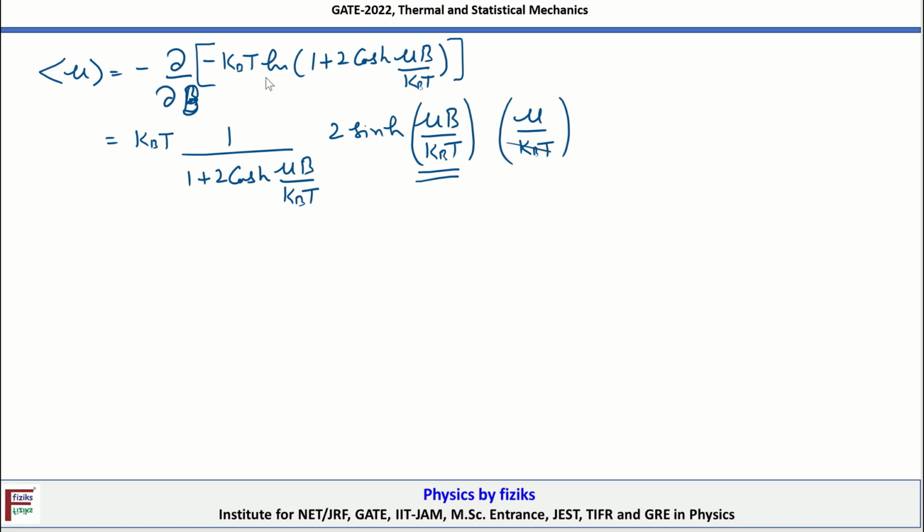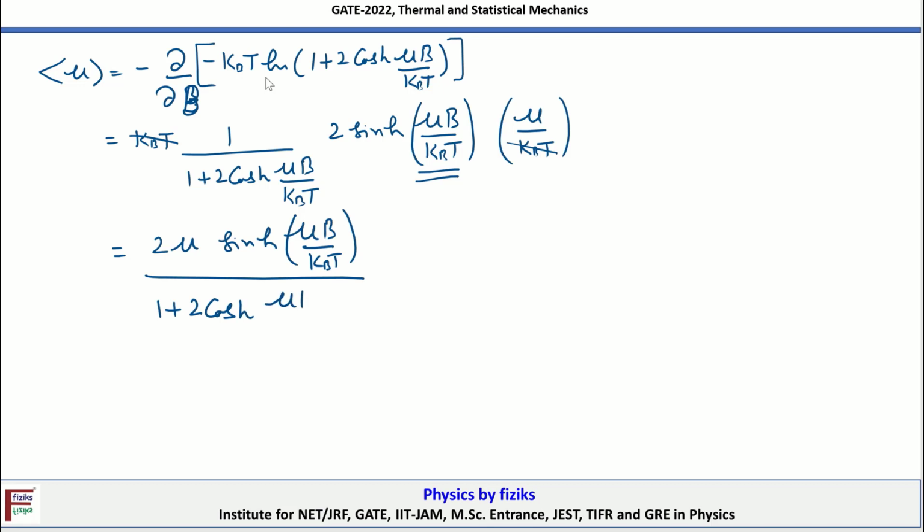Okay, so this kB T cancels with this kB T, so ultimately we are left with a very simple expression, which is 2 mu sinh of mu B upon kB T divided by 1 plus 2 cosh of mu B by kB T. Okay, that's the general expression for the average magnetic moment.